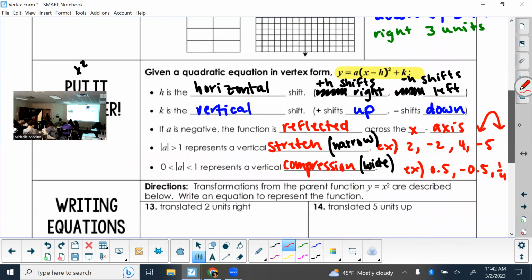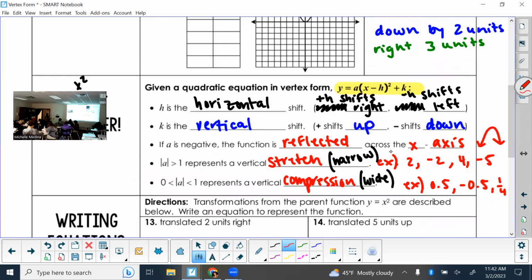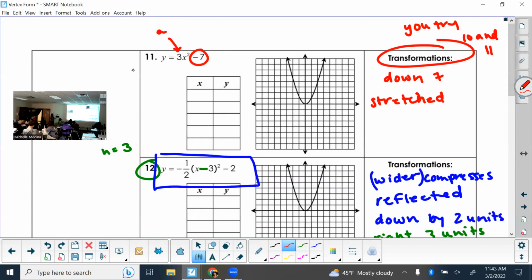Again, here's your little cheat sheet. You can't use this cheat sheet on the test, but when in doubt, you could play around with numbers in Desmos and see, compared to the parent graph, is making the A 3 making it skinnier? That would be a stretch. Okay, it's not reflected because it's not negative. There's no H, so no left or right movement. So that is it for that one. Questions on that? So that's good for 11, only 2 transformations in that one.